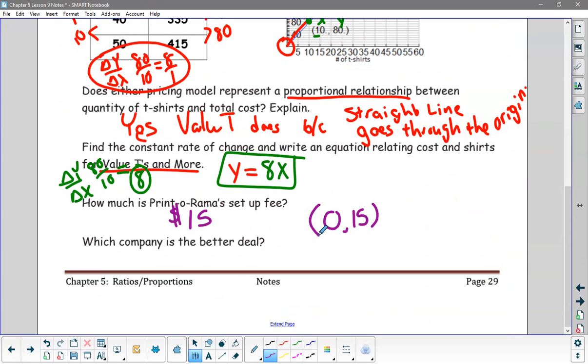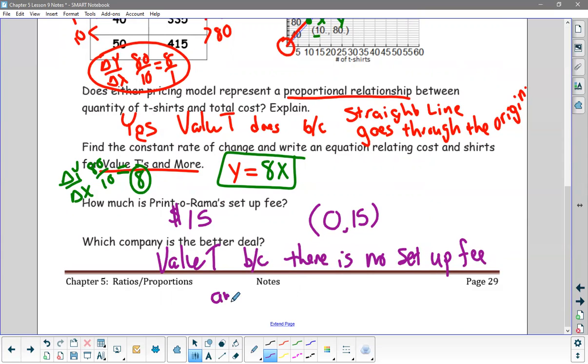And finally, which company is a better deal? Well, both companies charge $8 a shirt. But Print-O-Rama had a $15 setup fee and the other one didn't. So who's the better deal? Value Tees, because there is no setup fee and they both charge the same per shirt. They both charge $8 per shirt.